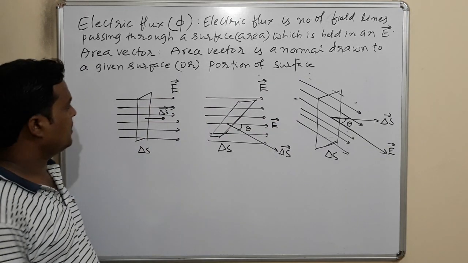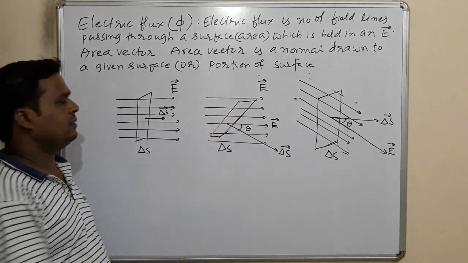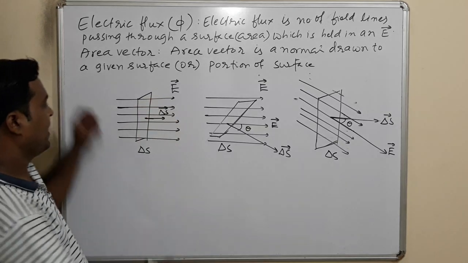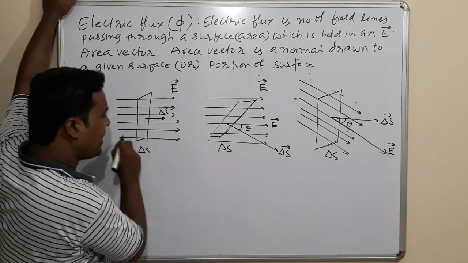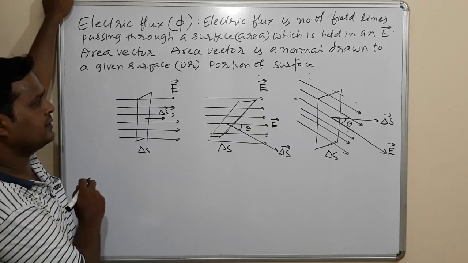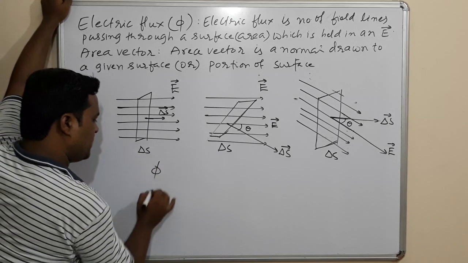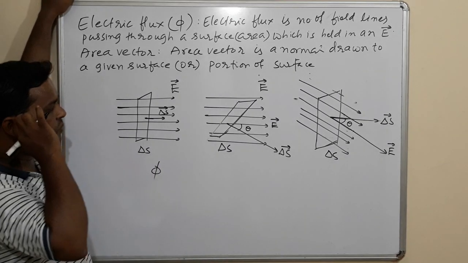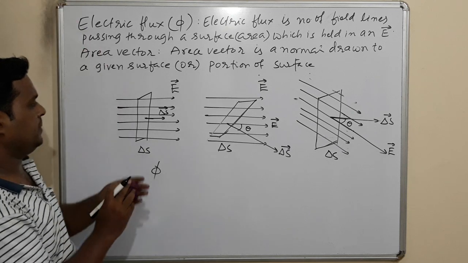Define the flux. How many lines will be passing? That is nothing but flux. How many lines will be passing through this surface? That is called flux. And that flux depends on which quantity?